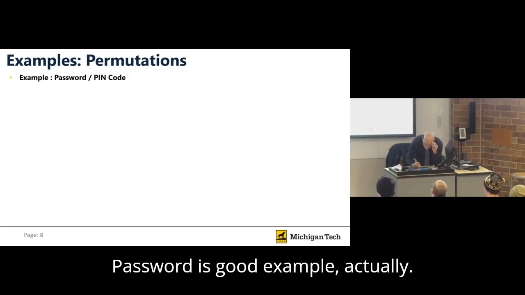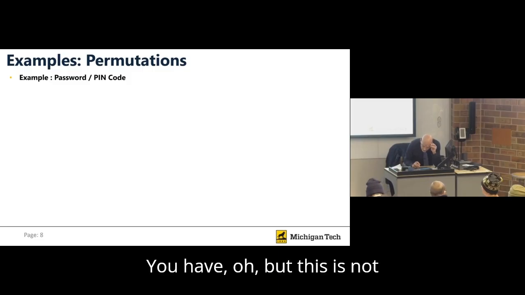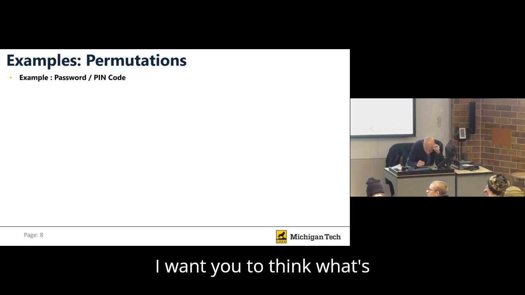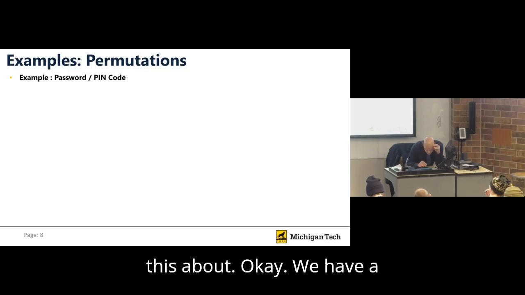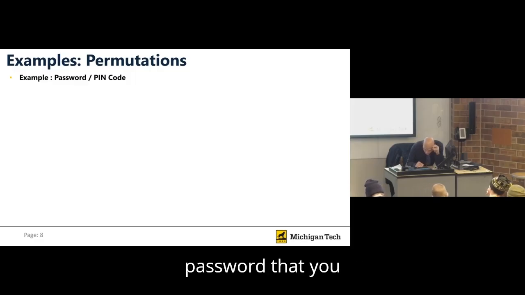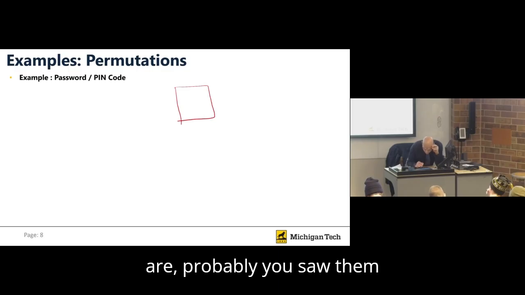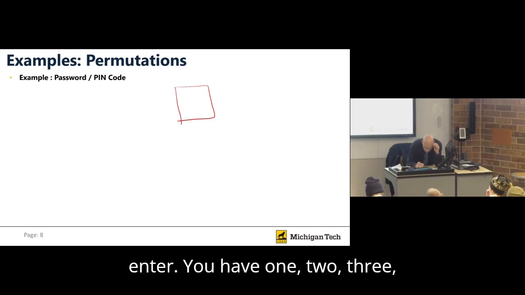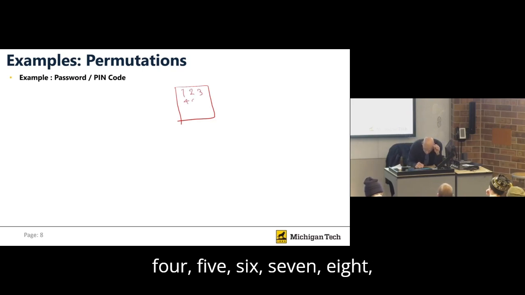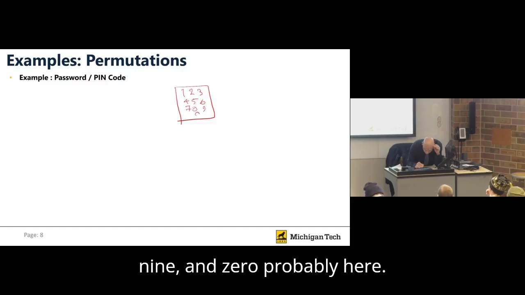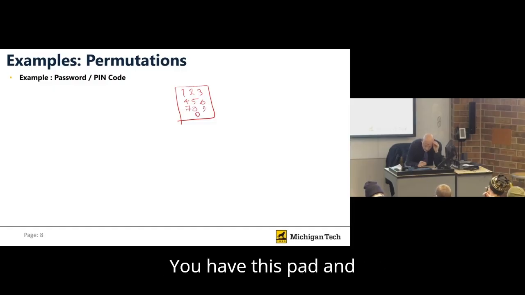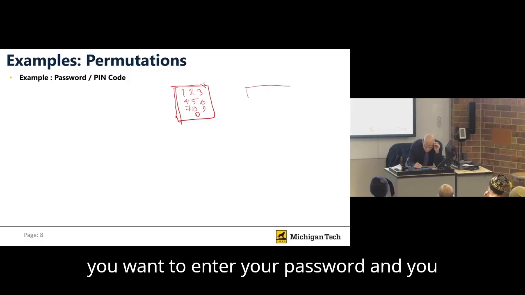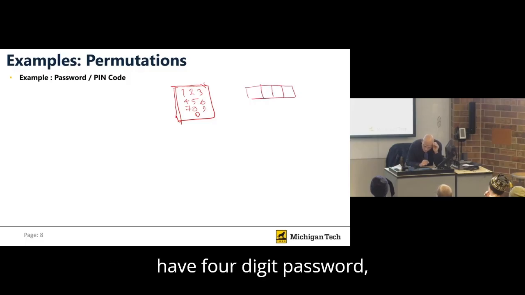Example. Password is a good example, actually. I want you to think about what this is about. We have a password, like you probably saw on these keypads that you enter. You have 1, 2, 3, 4, 5, 6, 7, 8, 9, and 0 probably here. You have this pad, and you want to enter your password, and you have a 4-digit password.